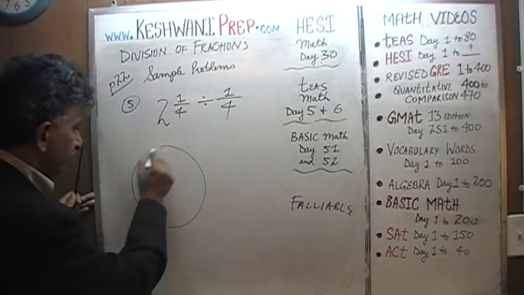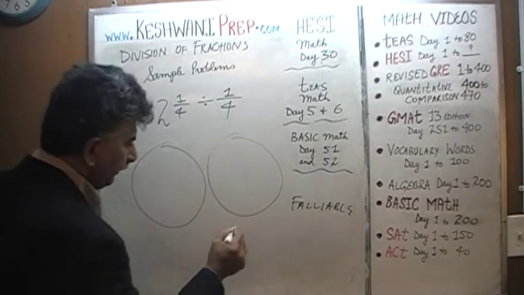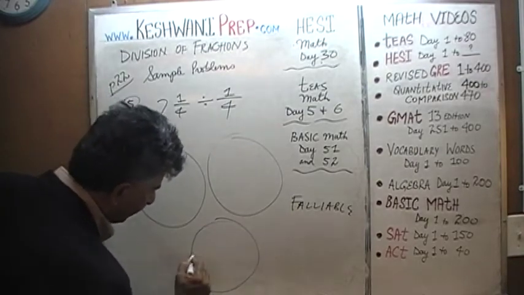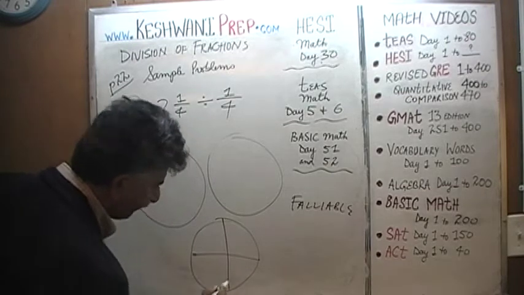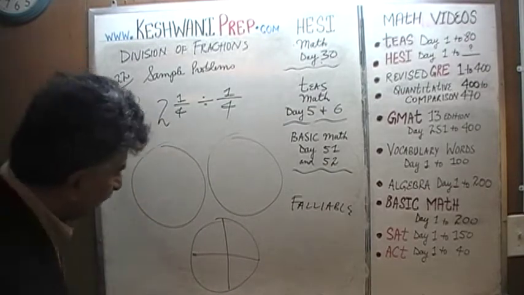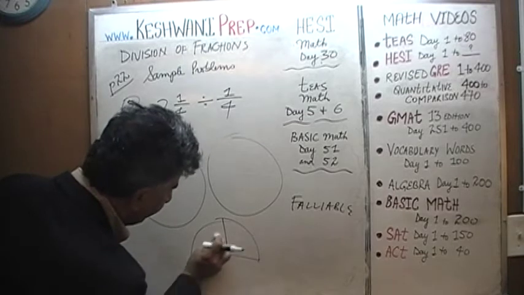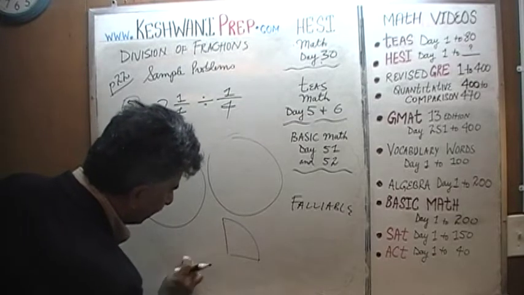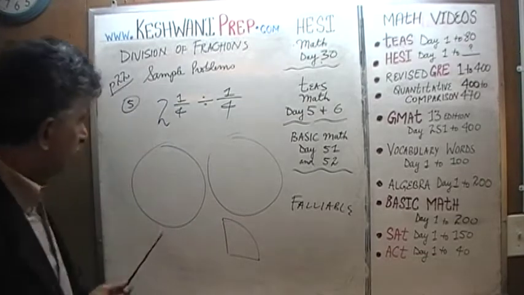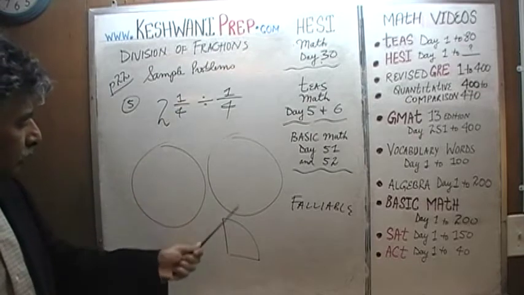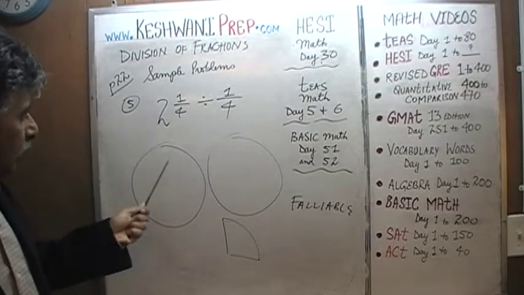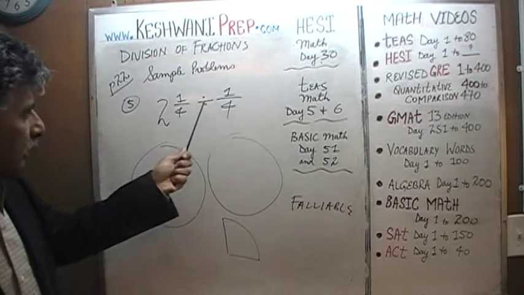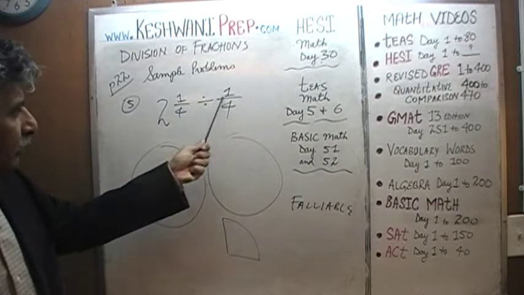So here's our one pizza, here's another pizza, and here's the third pizza. But in the third pizza, we don't have a whole pizza. We only have a quarter of it. You see? So we have 2 and a quarter, and we are being asked to divide it into quarters.